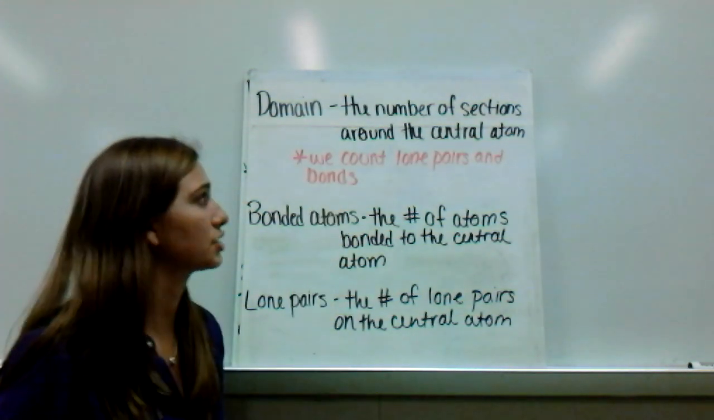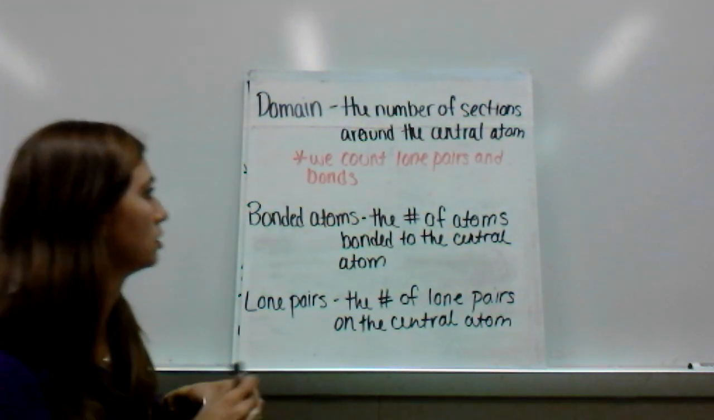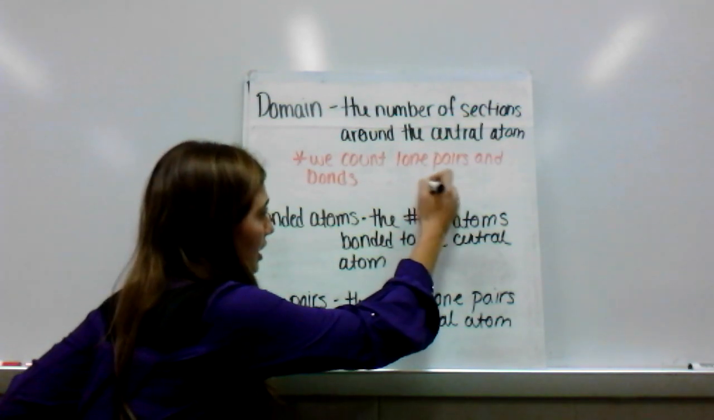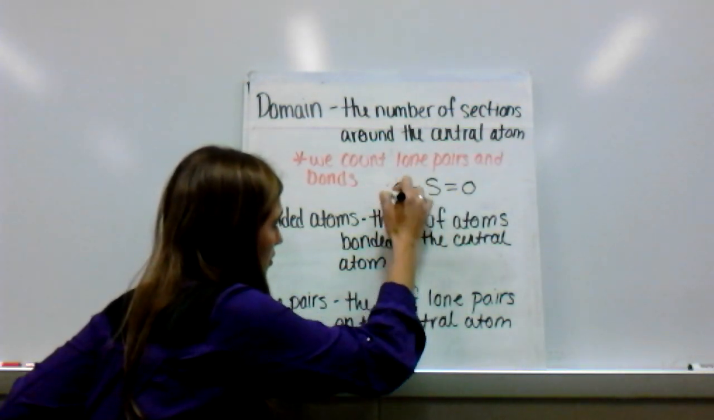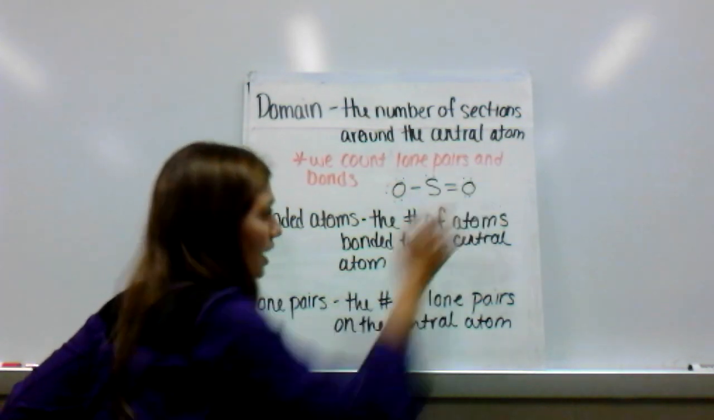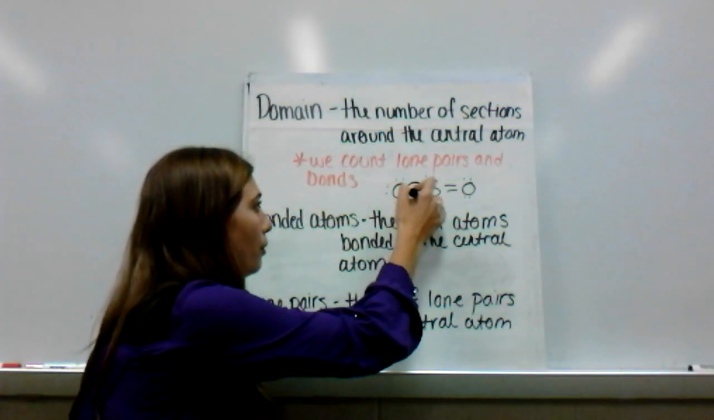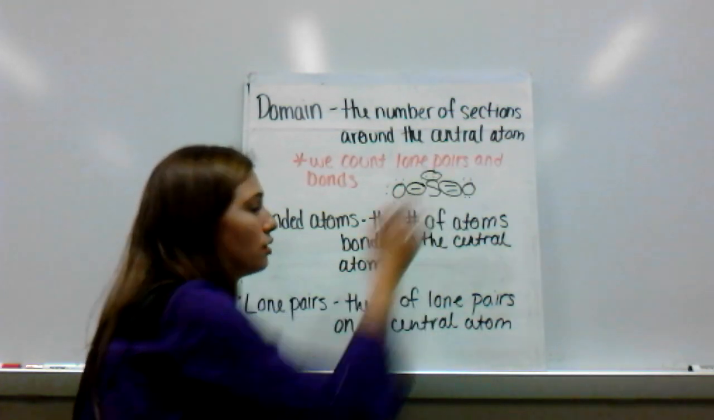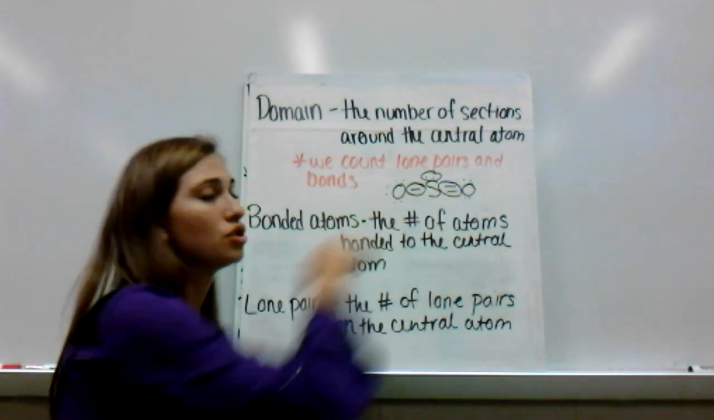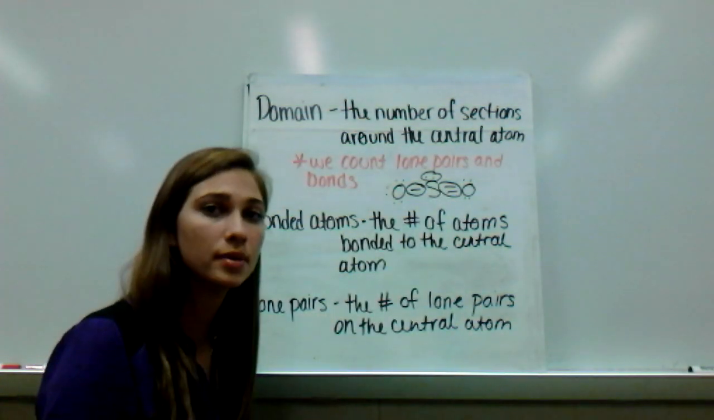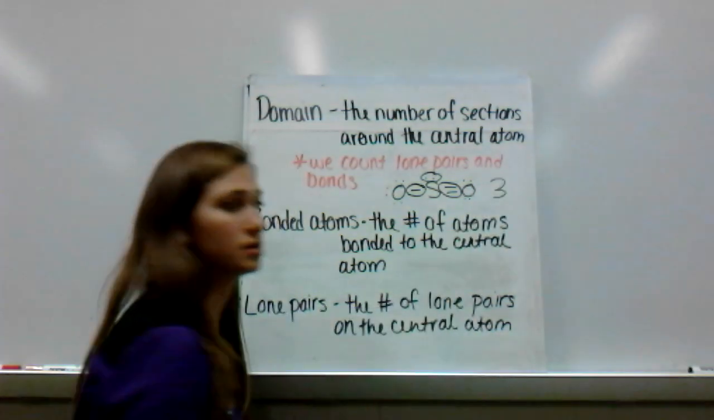The domain is the number of sections around your central atom, so we count lone pairs and bonds. If I have a molecule like SO2, and we count lone pairs and bonds, we can see that we have 1, 2, 3 domains. Some of you might have wanted to count each of those double bonds as two. No matter what type of bond it is, whether a single, double, or triple bond, you always count it as just one domain. So sulfur dioxide has 3 domains.